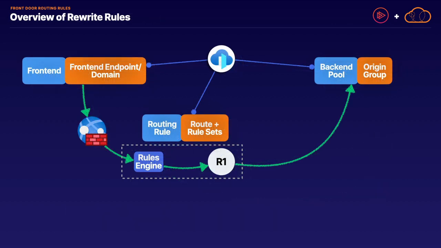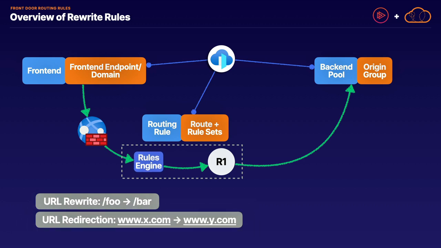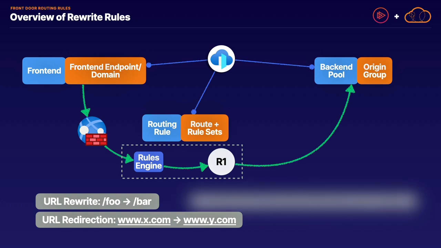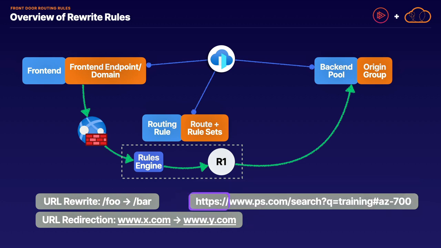Now, quickly, we're going to overview our rewrite rules. This is very similar to what we have with Application Gateway, where we can use URL rewrite to rewrite things like a path. For example, if the path is foo, rewrite to bar. We can also do URL redirection in the rules engine to be able to move traffic through the route based off of, if it's x.com, route it to y.com. And we can also do things like restructure our URLs entirely. We can restructure the protocol, we can restructure the domain, we can restructure the path, we can restructure things like the query string. We have all of these options using the rewrite rules to be able to reconstruct our URLs to be able to forward traffic to appropriate origin groups to ensure that traffic reaches the intended destination.